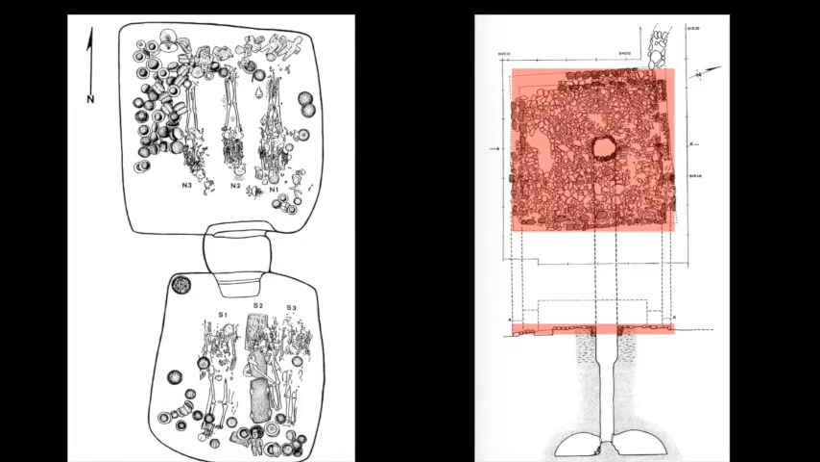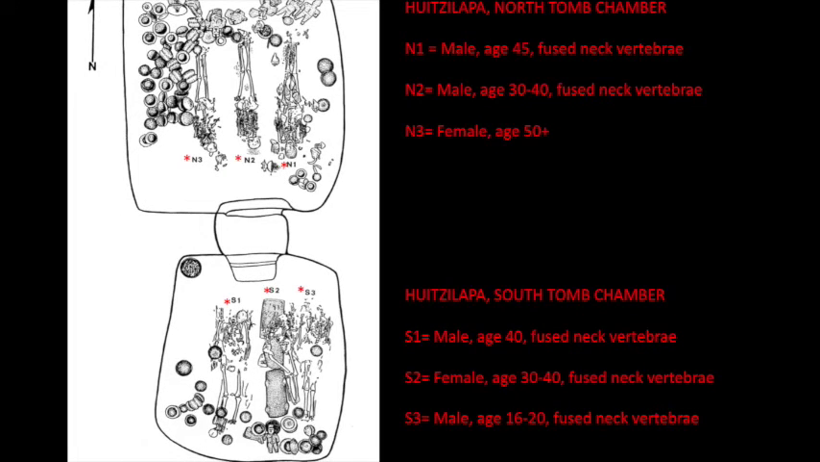So who is buried in the Huitzilapa tomb? From skeletal analysis, archaeologists could figure out the age and sex of all 6 burials. The north chamber contained, from right to left, a male aged around 45, N1, a male aged 30 to 40, N2, and a female at least 50 years old. The southern chamber contained, from left to right, a male aged 40, S1, a female aged 30 to 40, S2, and a male aged 16 to 20, S3.